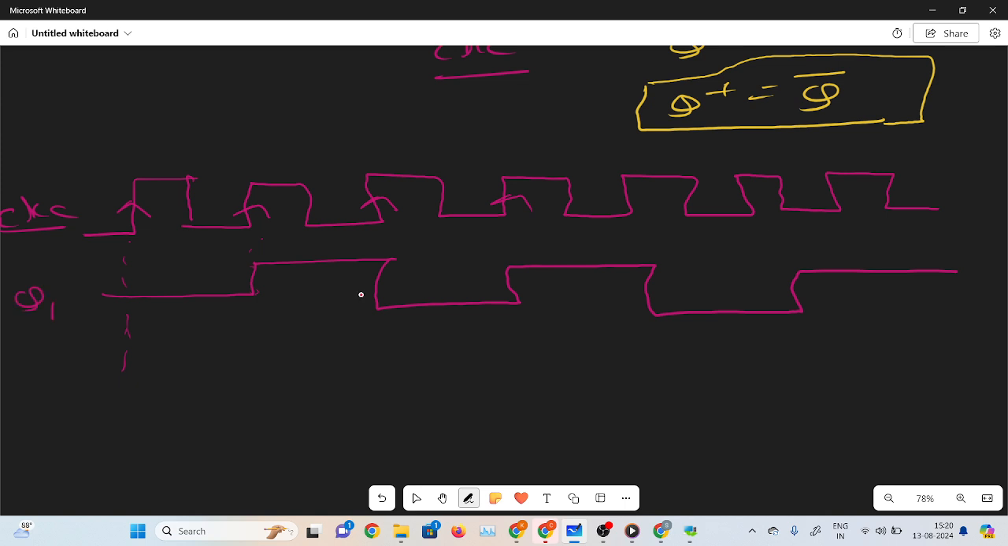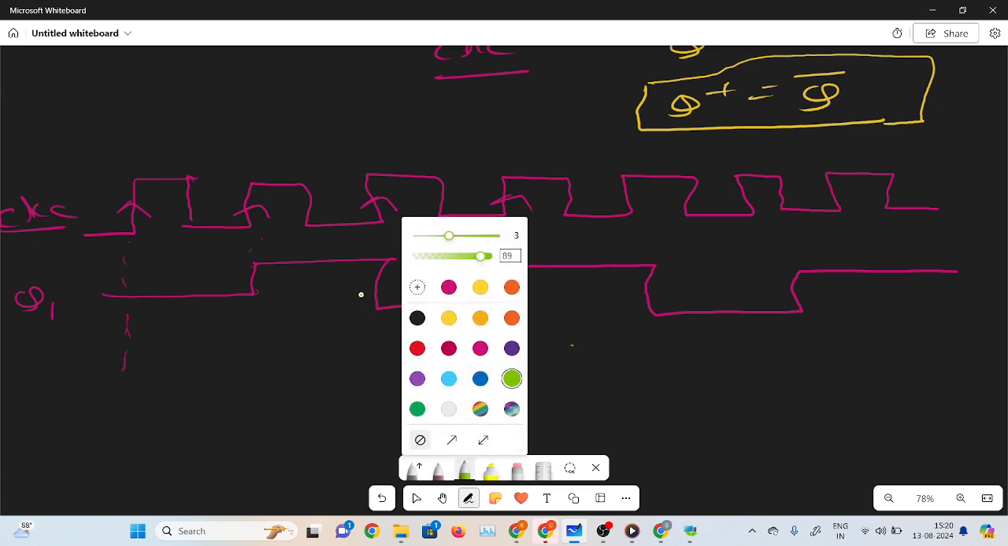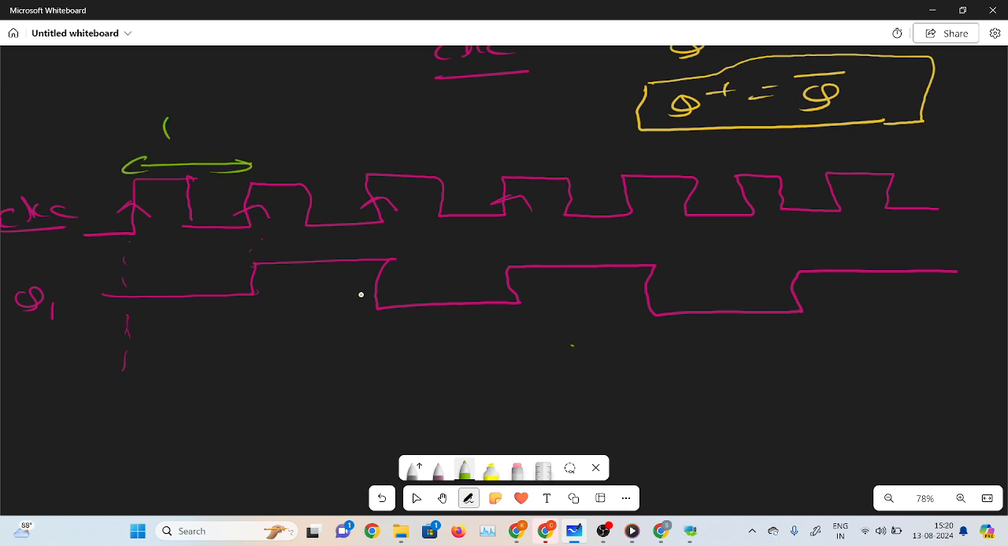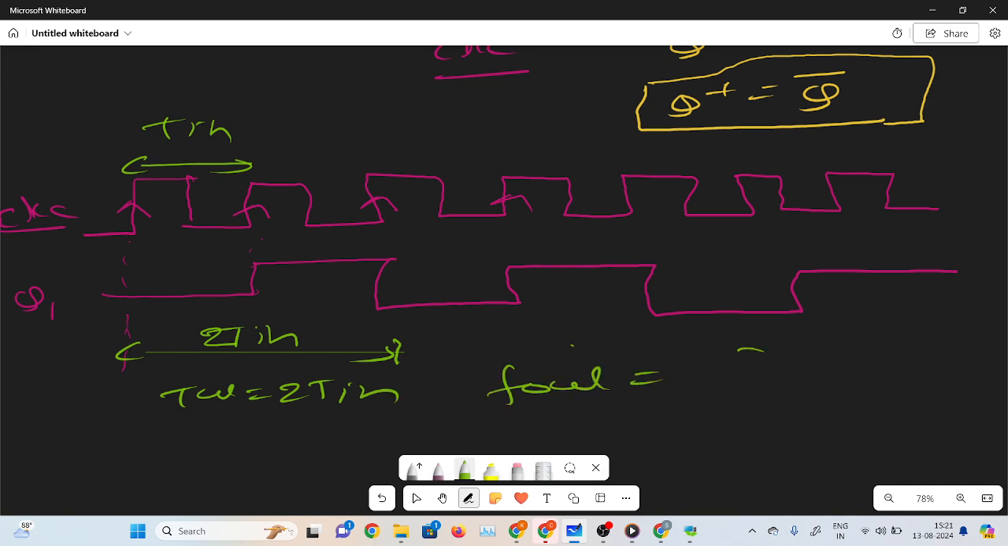So the time period of this waveform is, see, this is T in and this is T in. So T out is equal to 2 T in. This is 2 T in. So T out is equal to 2 T in. So the output frequency is equal to F in by 2.